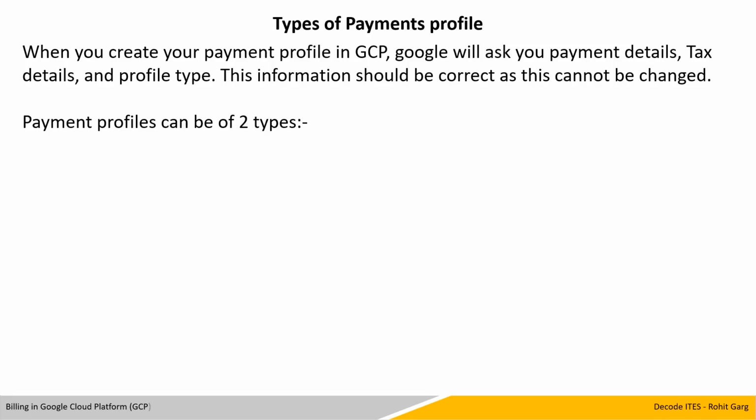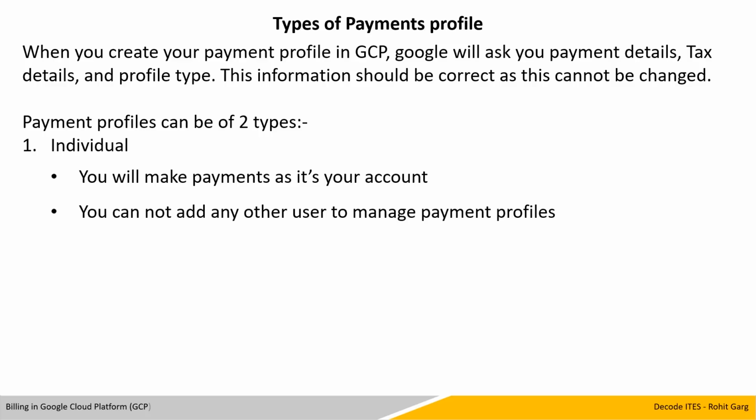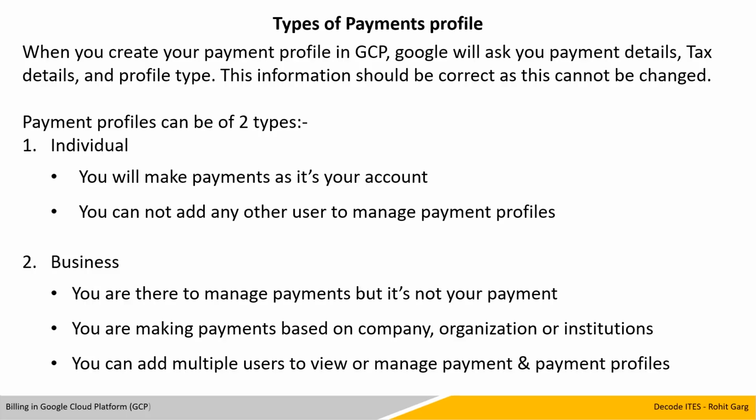Type of account, profiles or payment profiles. When you create your account in GCP, Google gives you two types of options. You can create two types of accounts or payment profiles, individual or business type. This information should be correct as this cannot be changed after creation of your account. In the individual one, you will make payment from your own account and you cannot add other users to manage your payment profile. Whereas in the business one, you are there to manage payment, but it's not your payment. You are making payment on behalf of your company, organization, or institution. You can add multiple users to view and manage payment profiles and payment portfolios.